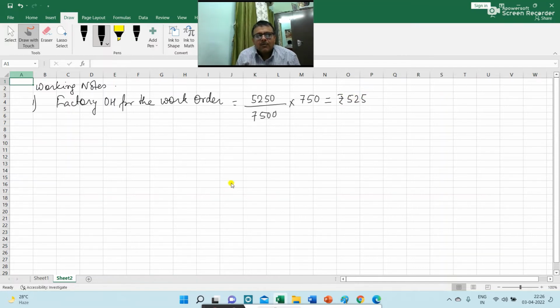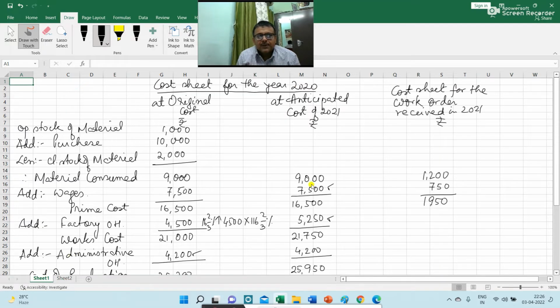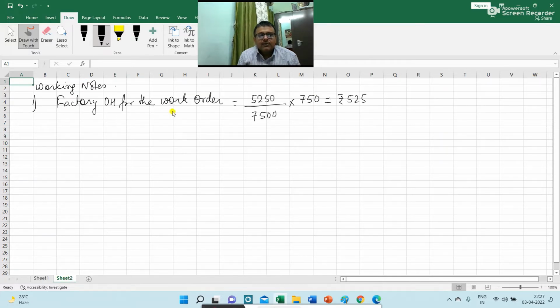Now let me explain where from I have got these three figures. 5,250 is the factory overhead that I have calculated at anticipated cost of 2021 after increase of 16 2/3% over 2020 cost. And 7,500 is the wages that we have written here, and 750 is the wages for the work order given. Now it is given in the question that factory overhead is recovered as a percentage of wages. So your factory overhead for the work order will be 525.